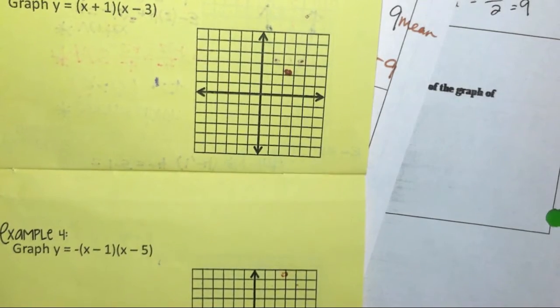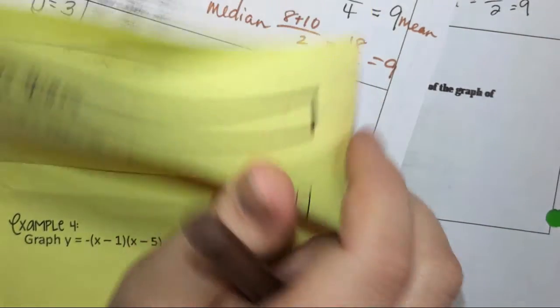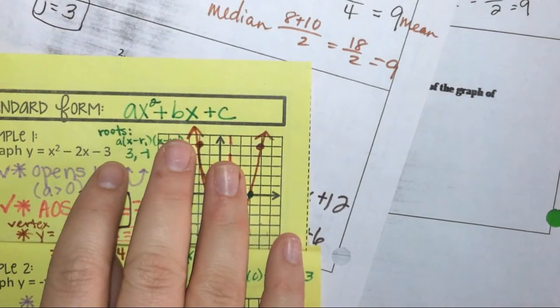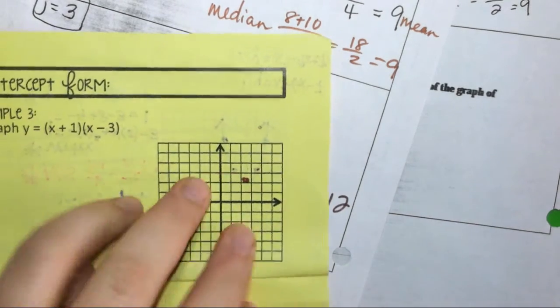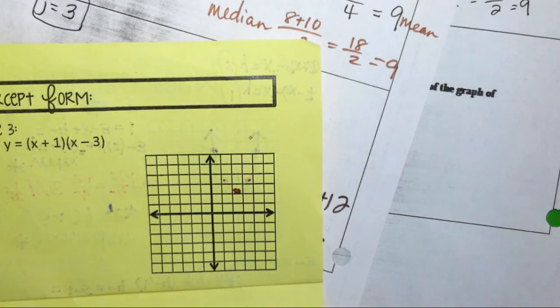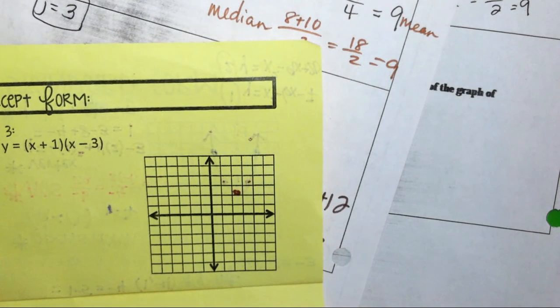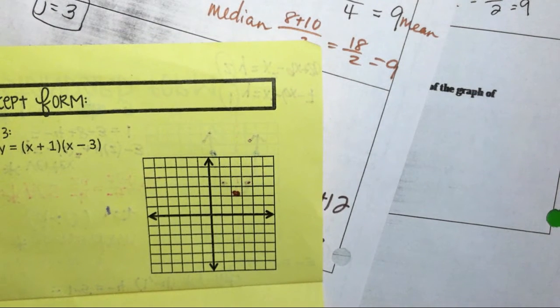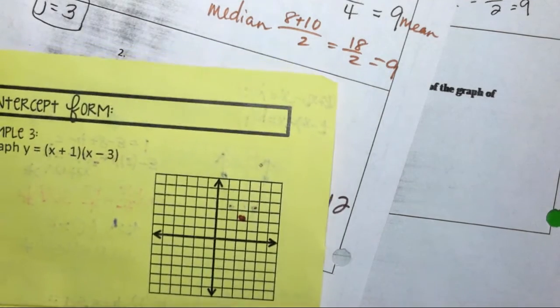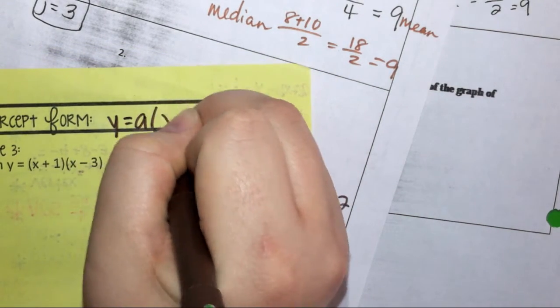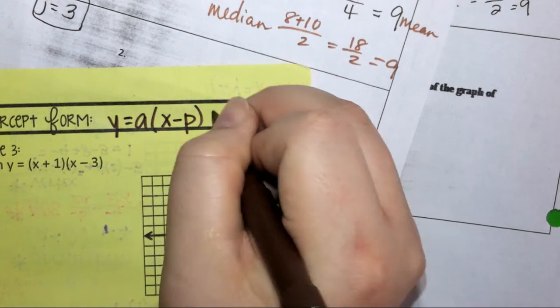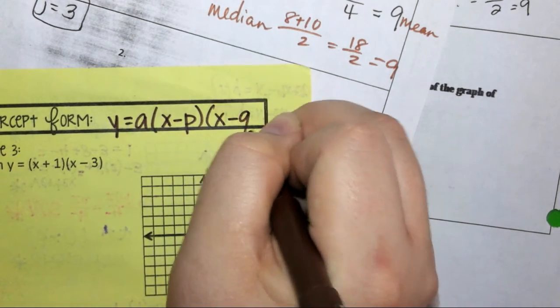Okay, standard form is what we're used to seeing, but it's actually the hardest to graph from, in my mind. Intercept form is a whole lot easier. And that's what we're going to talk about today. It looks like y equals a, x minus p, and x minus q.